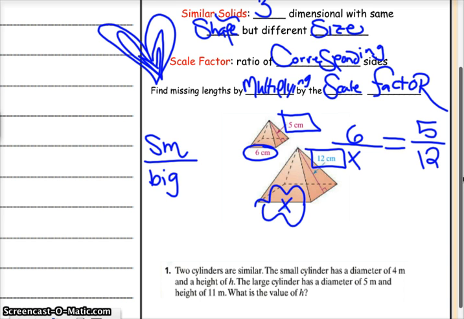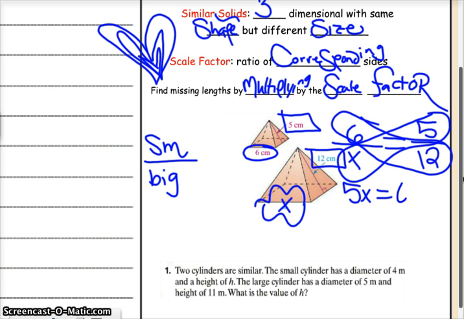A lot of you already know this. I'm just bumping it down a little bit to refresh our memories. Cross products are equal. 5 times x is equal to 6 times 12. Five x equals 72. So x is equal to 14.4 centimeters. That is nothing new. It just looks different. Same strategy, creating a proportion.